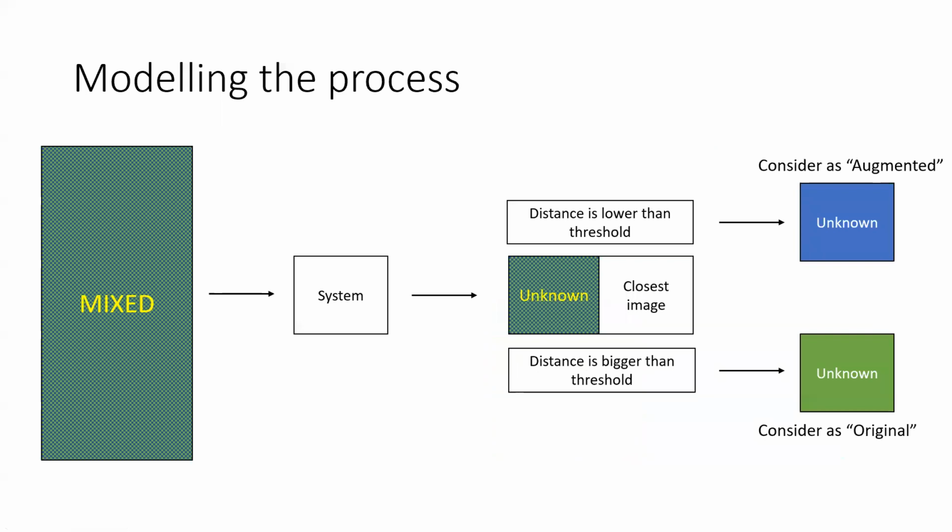And then we pass it through the system, and we find the closest images, as I said before, in the real process. And if the distance is lower than some threshold, we consider it augmented. So it's really close to each other. It's not an original image, it should be a modified image. And the other option is that the distance is bigger than the threshold, and then we consider it original. And then we need to evaluate this process.